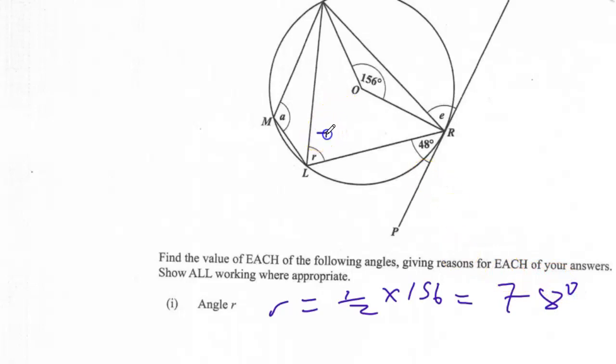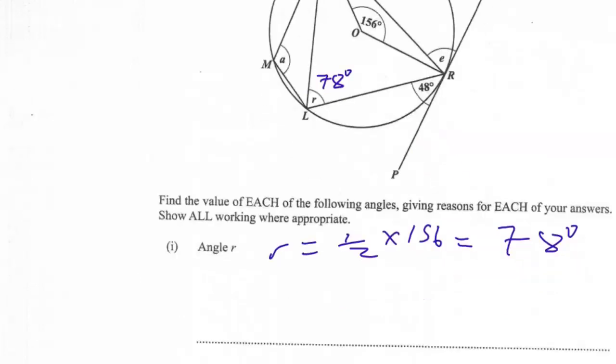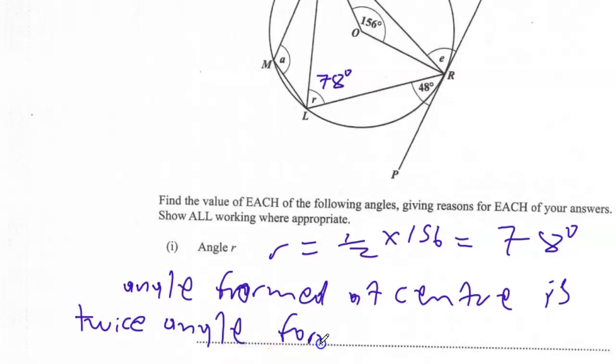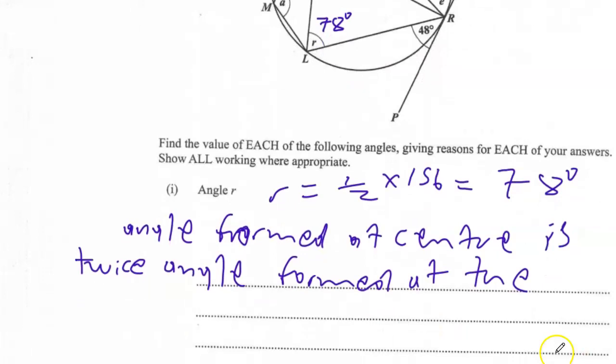So this angle is 78 degrees, and the reason: the angle formed at the center is twice the angle formed at the circumference.